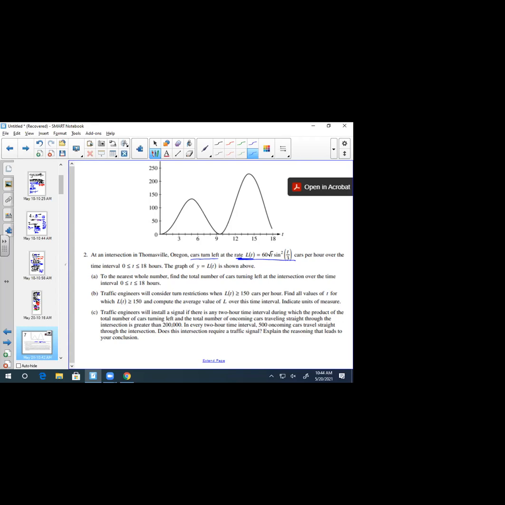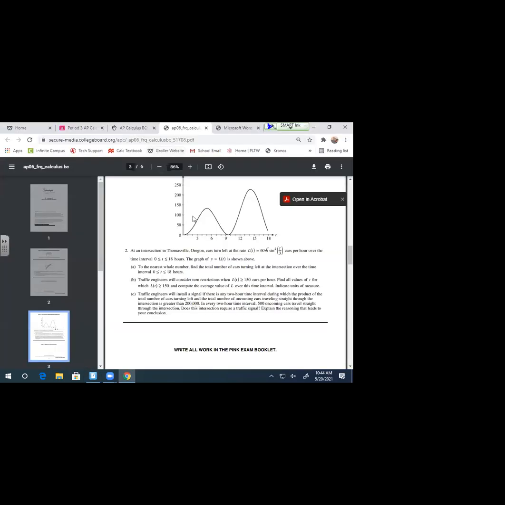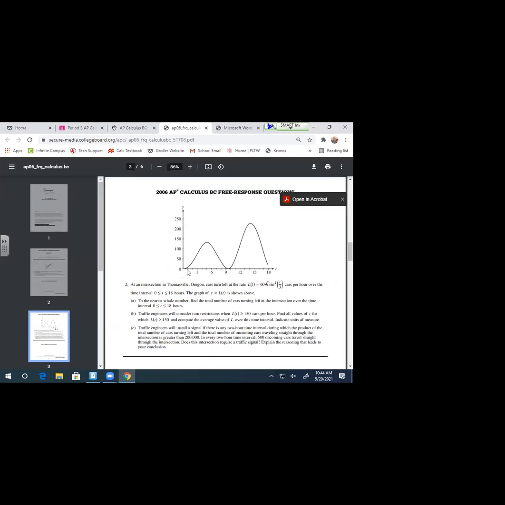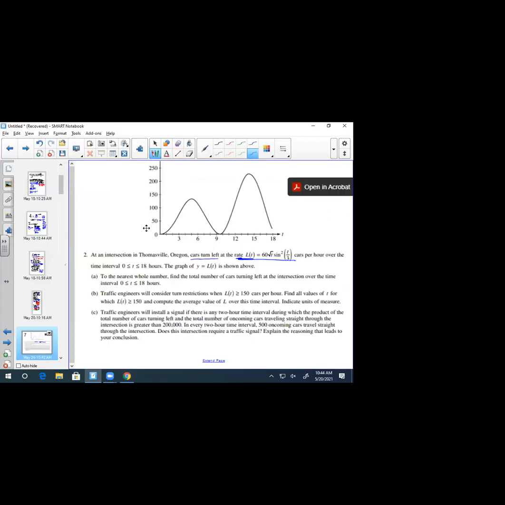And now really quickly, wait, let me see. Do they tell us that this is the graph of L of t? They don't say that this is the graph of L of t. So anyway, it says, to the nearest whole number, find the total number of cars turning left at the intersection over the time. So if this is the rate that cars are turning left over the 18-hour period, how many cars turned left?